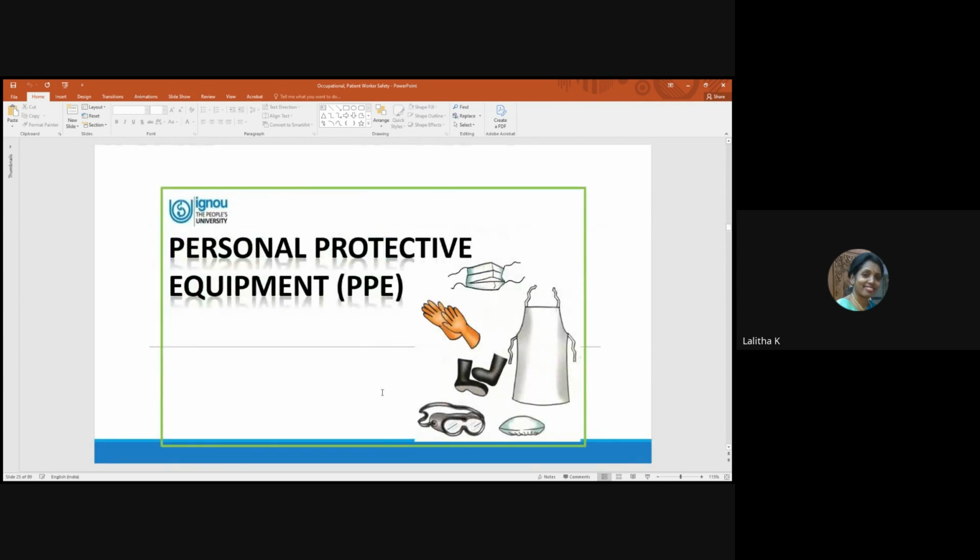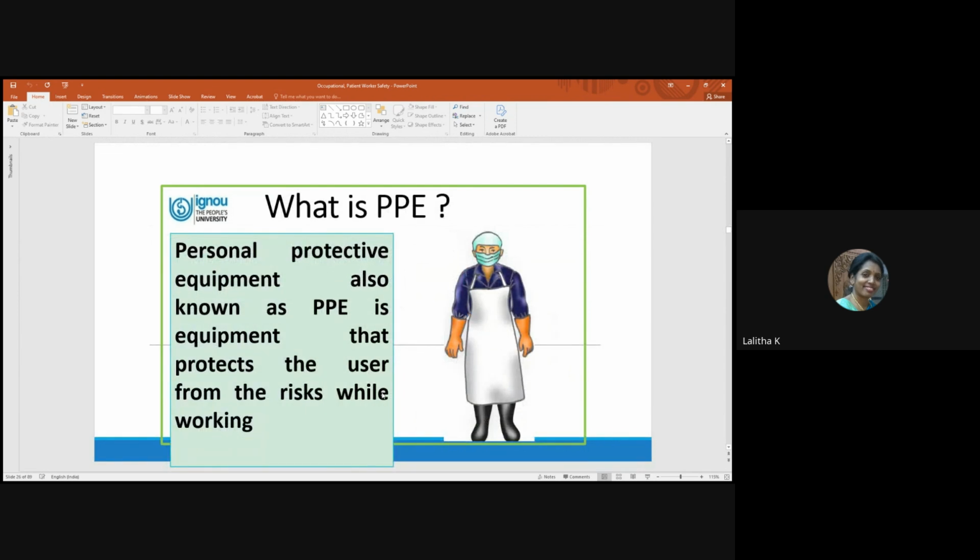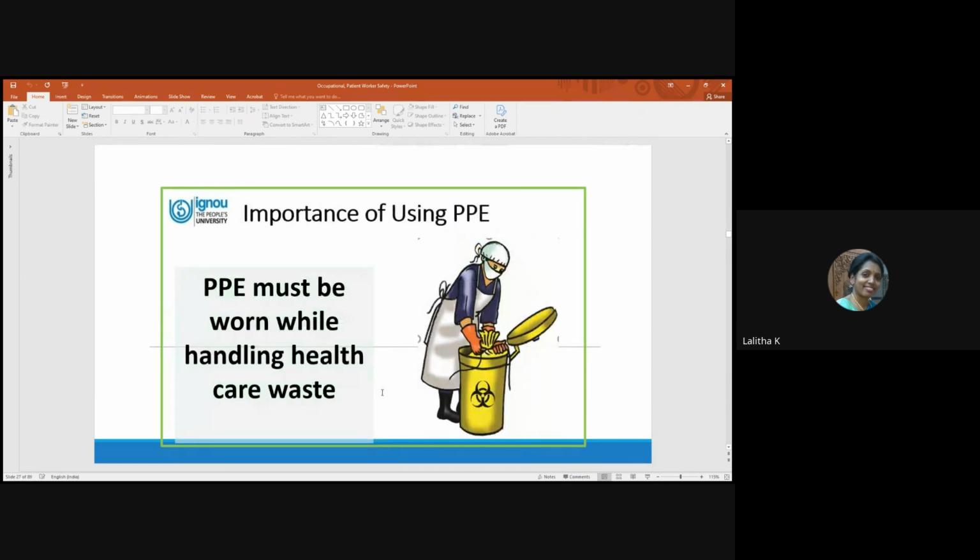So broadly we have talked about occupational safety, environmental safety, and worker safety. Now I'll go in depth a little bit on personal protective equipment, hand hygiene, and PEP to complete the picture, which will ensure all these safeties. Personal protective equipment, I think we have all discussed. This is also very commonly known as PPE. It is equipment that protects the user from risk while working. Its importance is that it has to be worn while handling healthcare waste, especially.